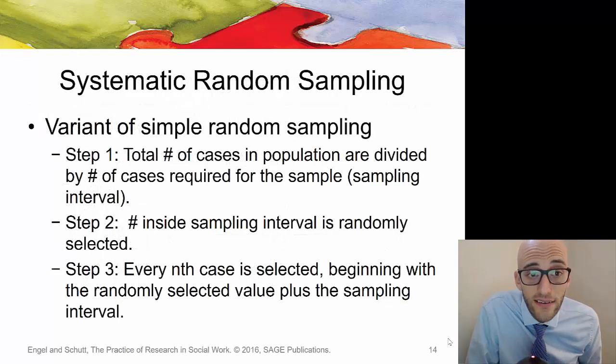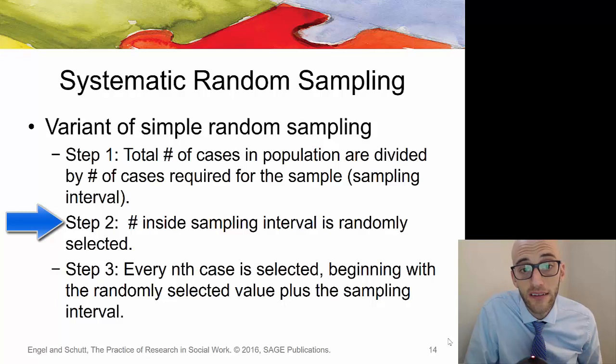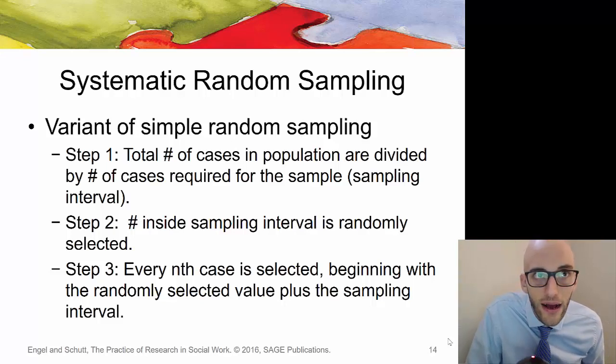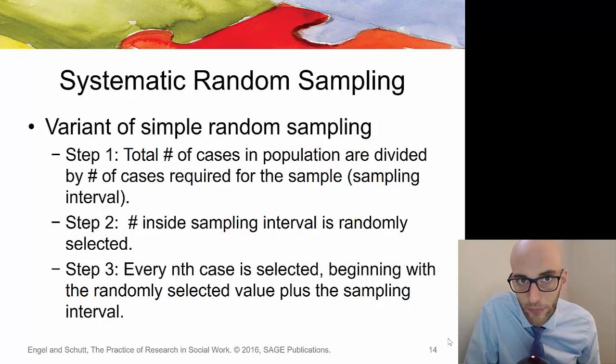But there are some variations of this. One variant might be taking the total number of cases in a population and dividing it by the number of cases for the sample. And this is more of like a systematic random sampling. Step 2 would be to take the number inside sampling interval that's randomly selected. And step 3 is every nth case is selected, beginning with randomly selected value plus the sampling interval. So you can read more about this in the textbook, and you can find some other examples, but you can see that this is a little bit more of a complex multi-step approach to simple random sampling, a little bit more sophisticated than just the flip of a coin.